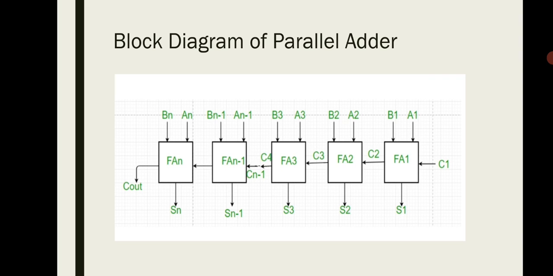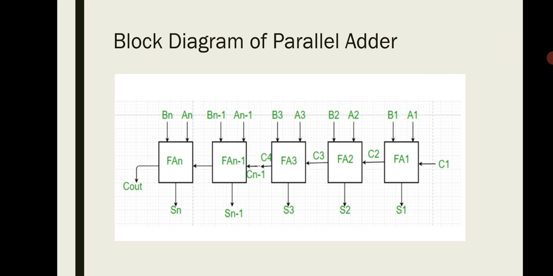Now let us see how the parallel adder works. Coming to the rightmost part of the diagram, that is full adder 1, I am taking FA1 first. As we already know, a full adder has two inputs with a carry input. A1 and B1 are the inputs for the full adder with carry input C1, to give C2, the carry output, as the input to the next full adder. S1 is the sum output of the first full adder.